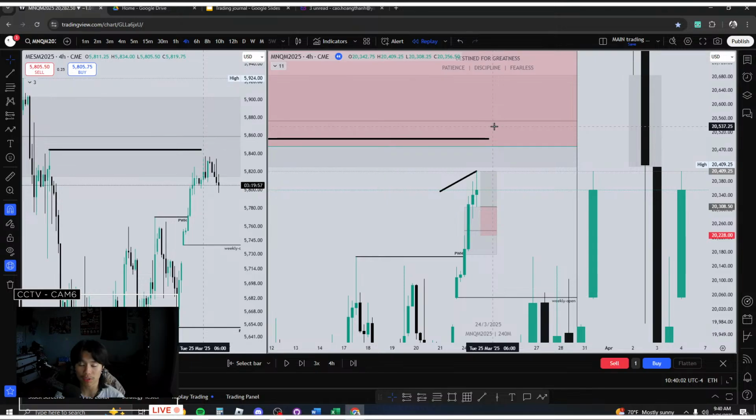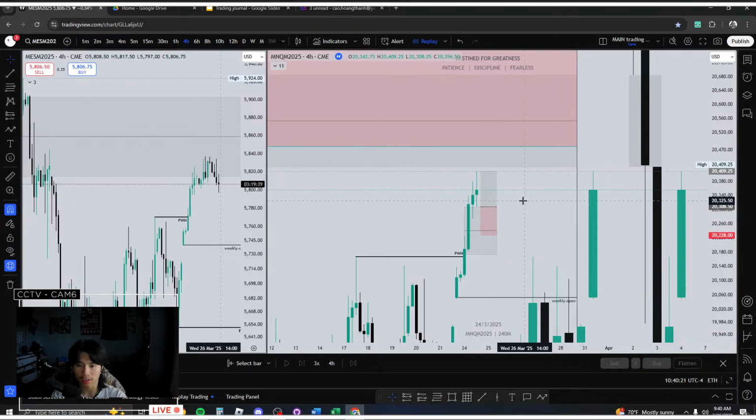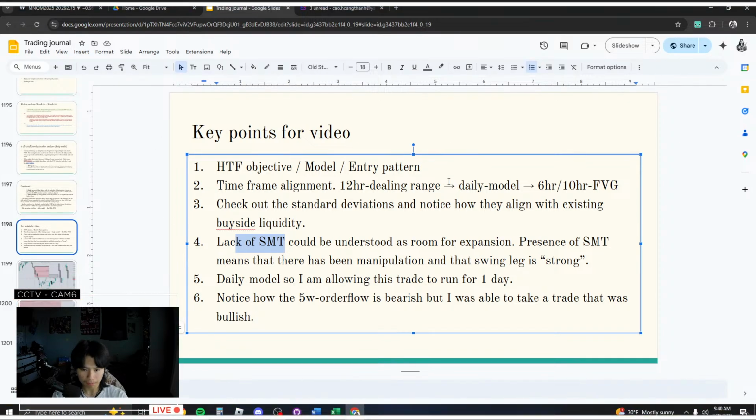But coming into this trade, I noticed how there was a lack of SMT. So inverse this concept. There was a lack of SMT between the markets, and this allows me to anticipate a continuation in that specific direction. And yeah, that's one of the key components here.